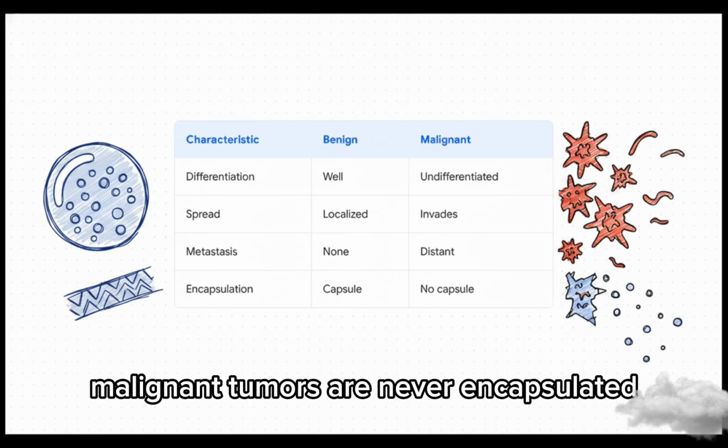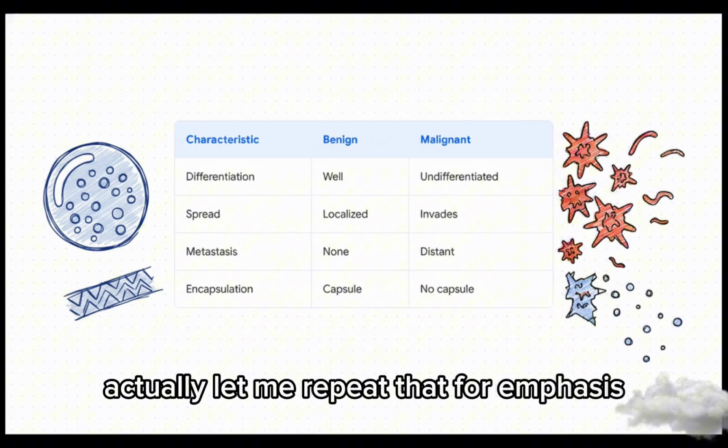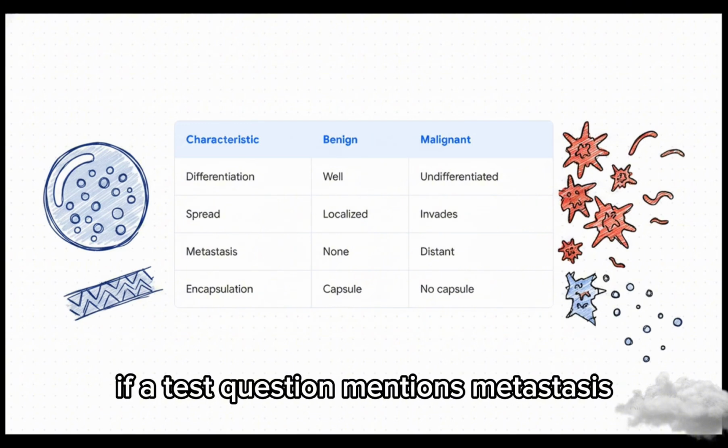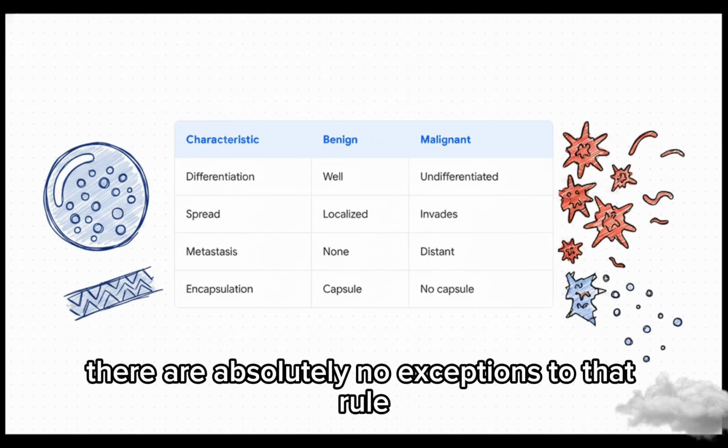Crucially, malignant tumors are never encapsulated, and they exclusively possess the ability to metastasize to distant organs. Actually, let me repeat that for emphasis. If a test question mentions metastasis, you are definitively dealing with a malignancy. There are absolutely no exceptions to that rule.